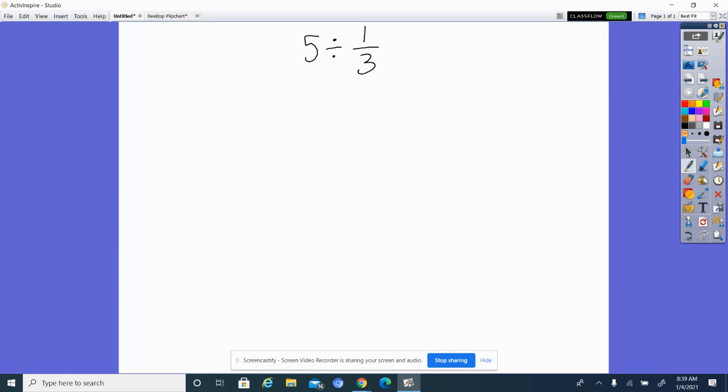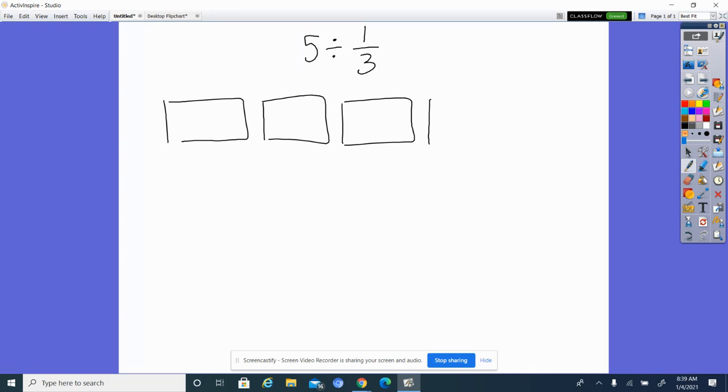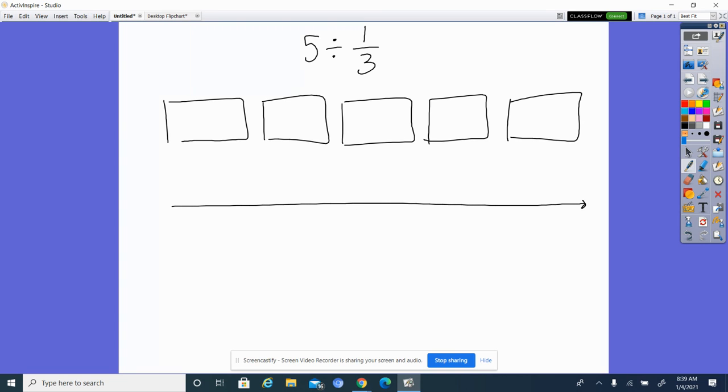So talk to me about how we can model this. How do you think we could model this? 5 divided by 1/3. Yes. He says take 5 wholes and cut them into 1/3 pieces. I could also do a number line, right? Because it is a mile. So what would I first start with? How long was the trail? 5 miles. 5 miles, right?